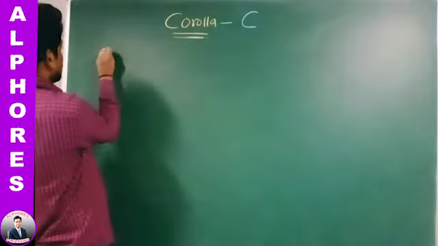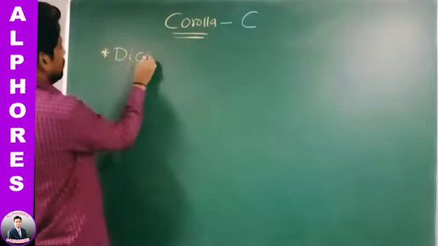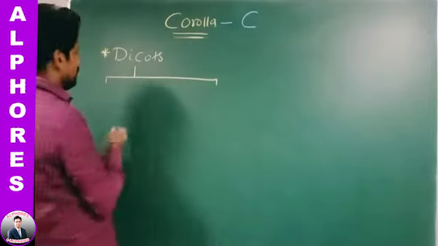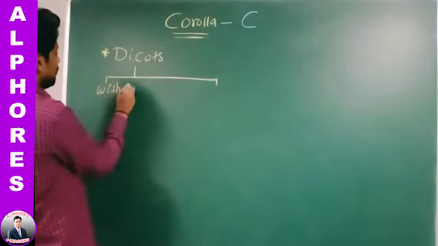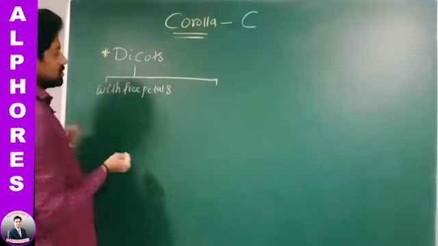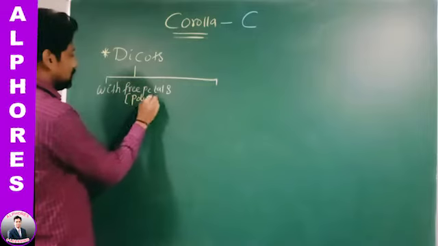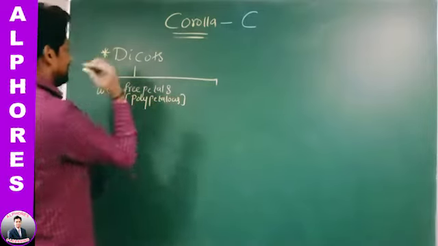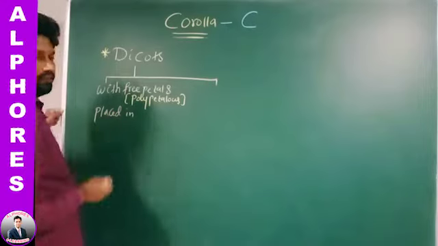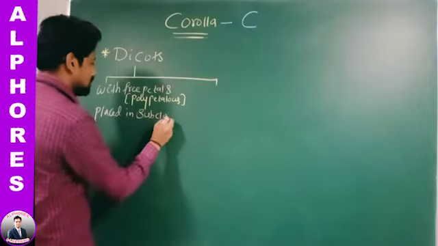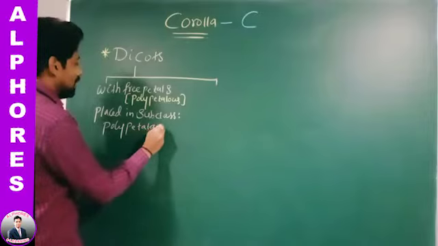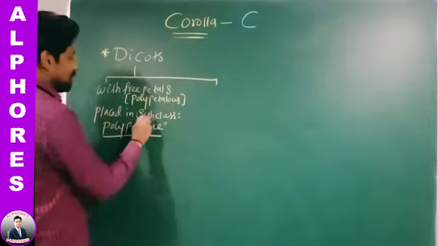Now, what is the statement I told just now? Dicots with free petals. Free petals means which condition? Polypetalous condition. Dicots with free petals are placed in which subclass? Polypetale. Therefore, Polypetale is a subclass.